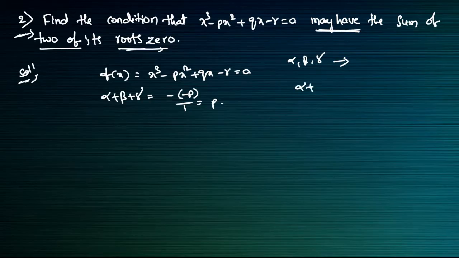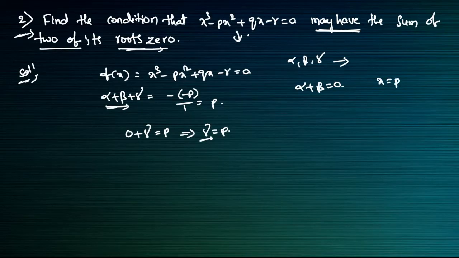He is saying that the sum of two of its roots is 0. So I will take alpha plus beta is equal to 0. Here I will substitute in this one, it will become 0 plus gamma is equal to p. So therefore gamma is equal to p. So this gamma is one root of the given equation, that is x is equal to p.